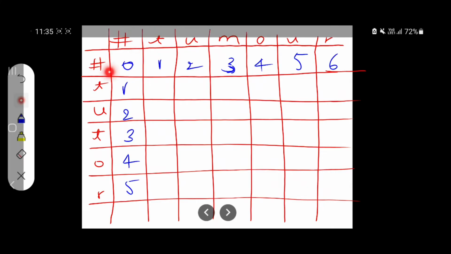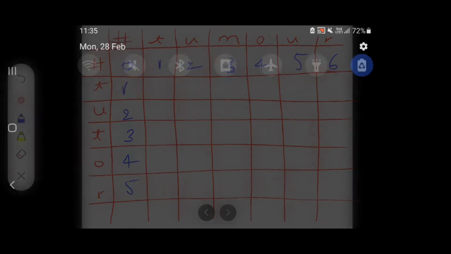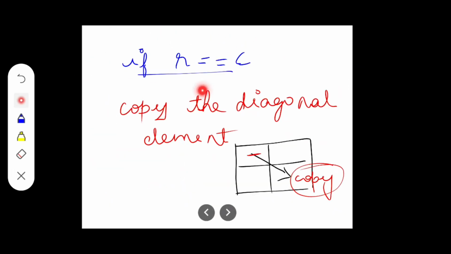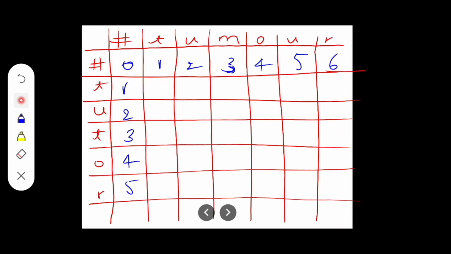T and T, this is the row element and this is the column element. Are these two equal? Is T and T equal? Yes, this T and T is equal. So what is the condition? If row is equal to column, what we are doing, we just copy the diagonal element, right? The same thing I'll be doing here.